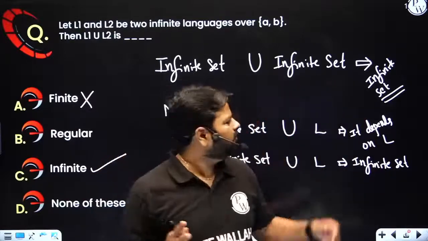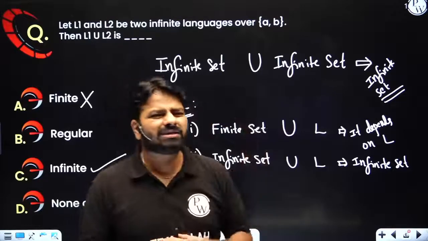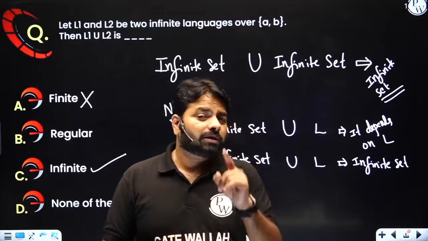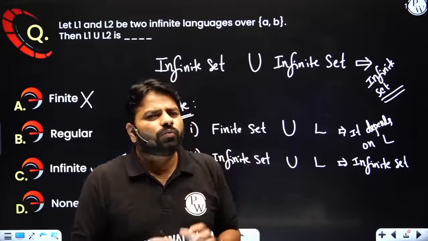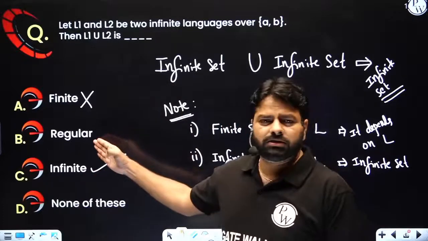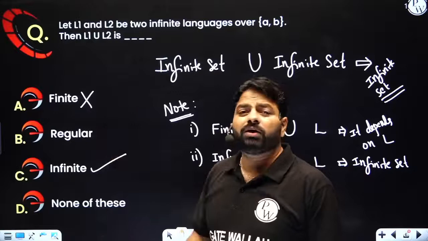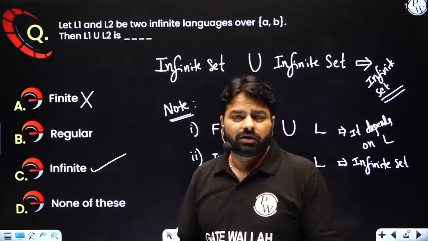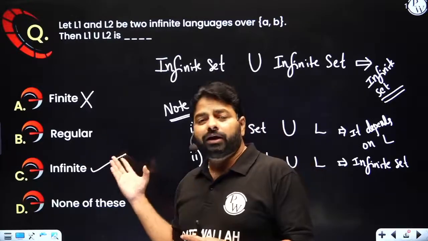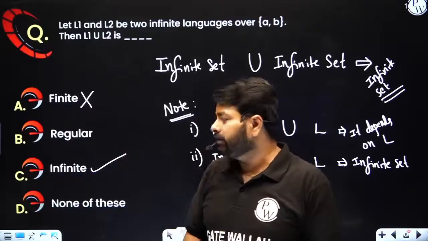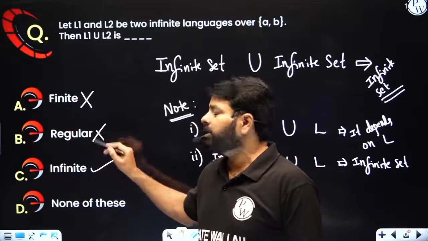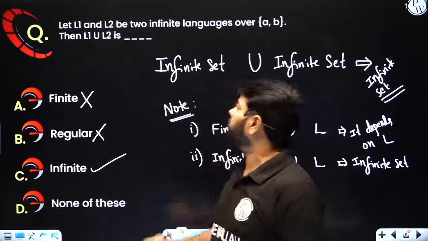Think about infinite union infinite. Is it regular always? No. Sometimes it is possible to be regular, sometimes not regular. So only sometimes, so you should never choose this. We choose the option regular only when it is regular all the time. Got my point? Need not be regular, may be regular, may be non-regular. Those statements are right. Regular is the wrong statement because it is regular only sometimes.